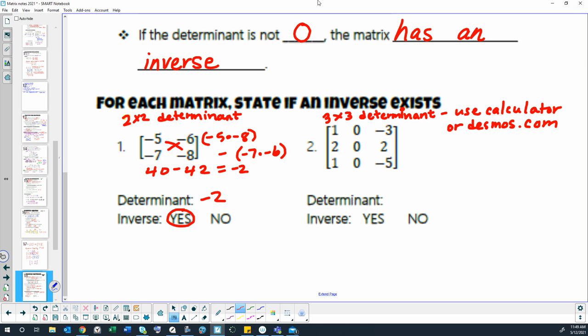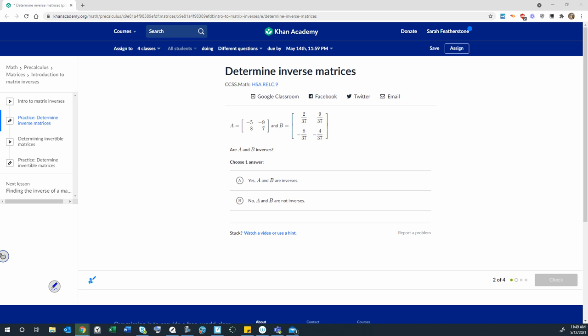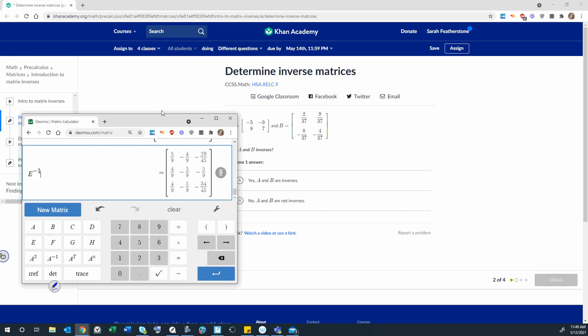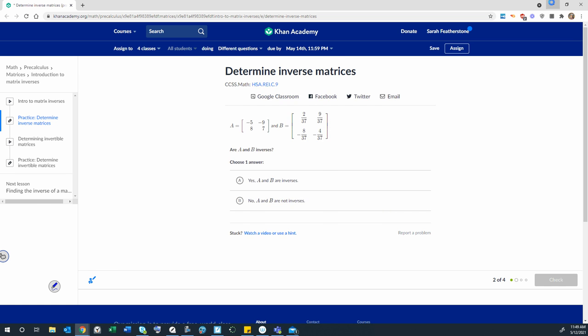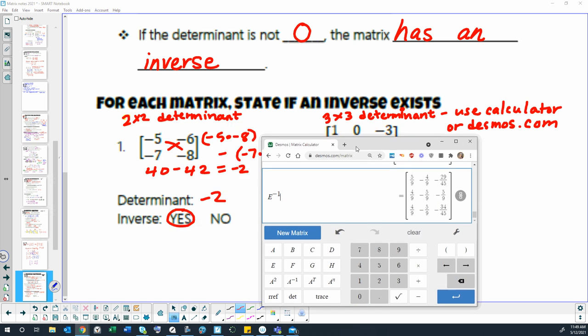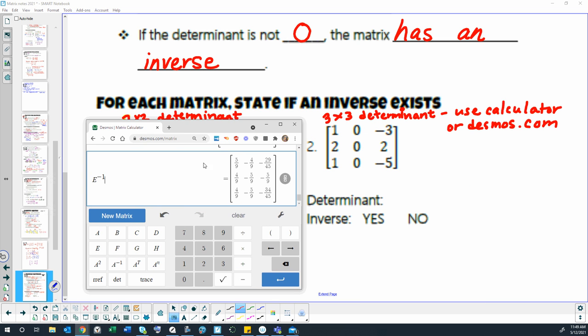Okay, so if we use our matrix calculator on Desmos.com, that's not quite the right screen. Did I find it? I found it. Go back to our notes. Here we are. Here's our matrix calculator.